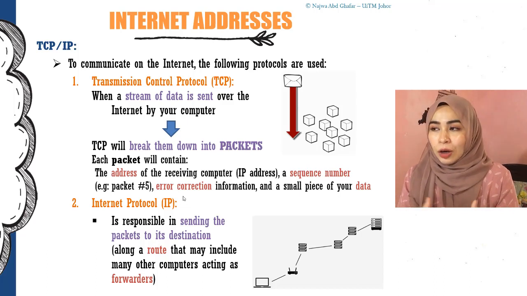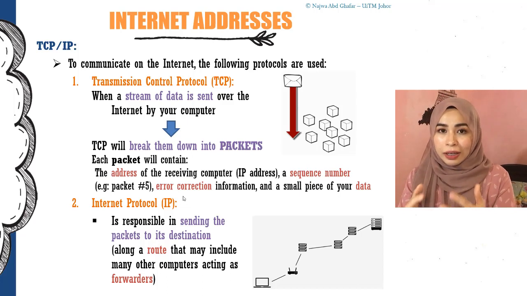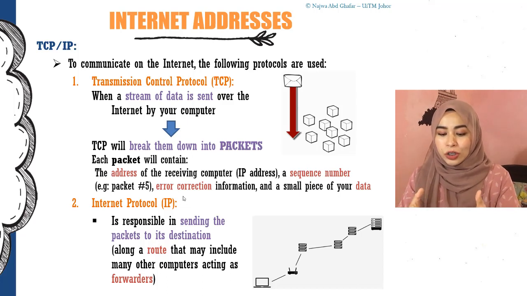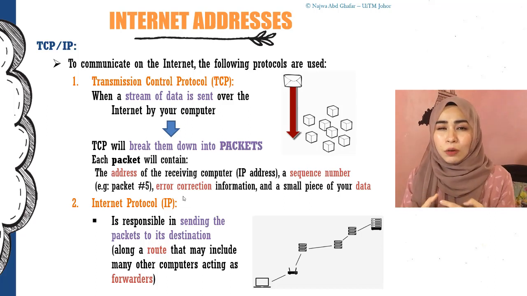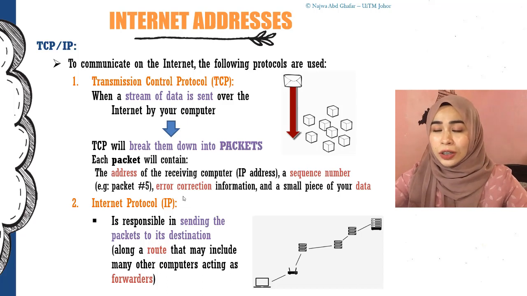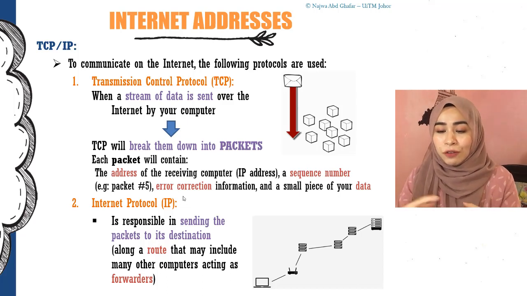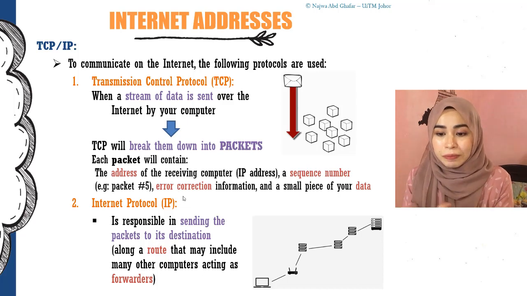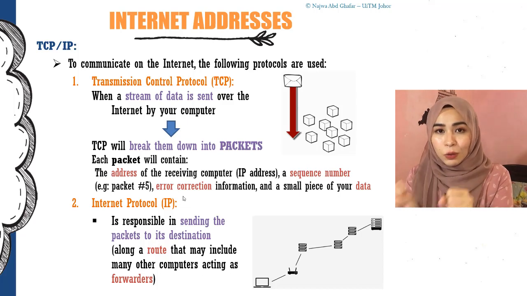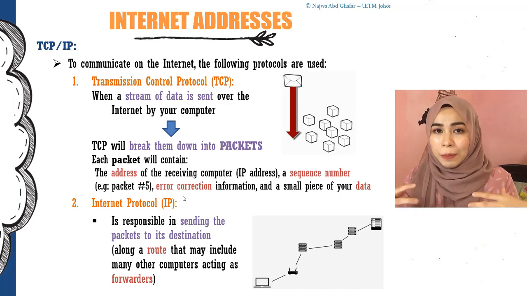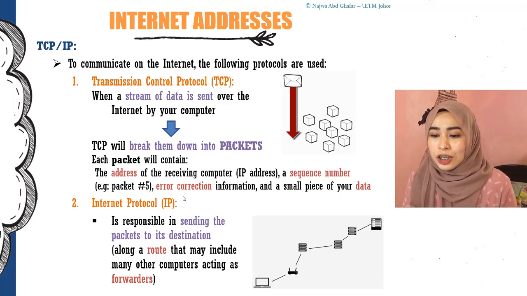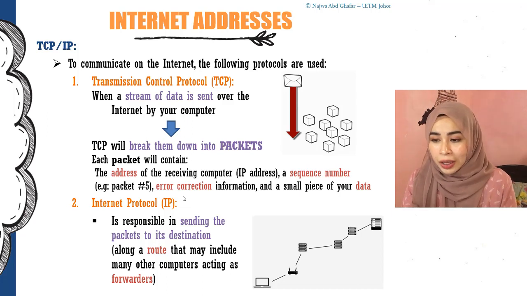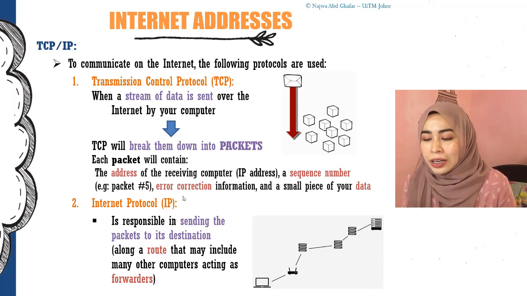Why? Because when we want to send data very fast, we don't want to send it in bulk, because that will be too heavy. We need to go through different networks, traveling through different routers, in order to get to your destination. So it needs to be fast, and that's why it breaks it up into packets. The data will be smaller, so it's easier to send a bit faster. Each packet will contain the IP address, the sequence number, so which packet is which, the error correction information, and a small piece of your data.